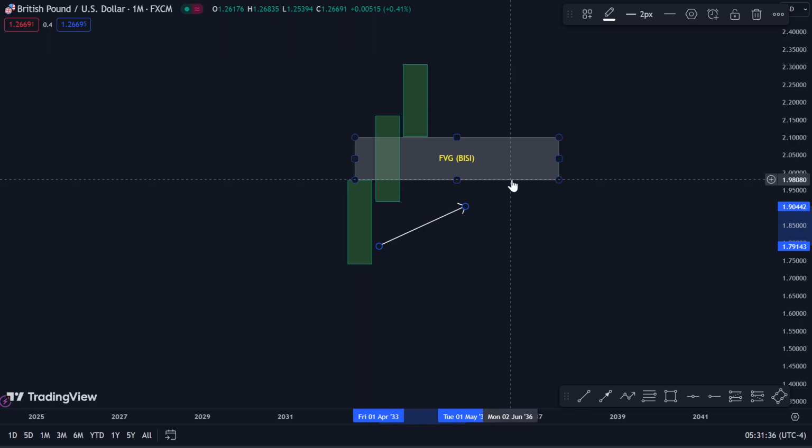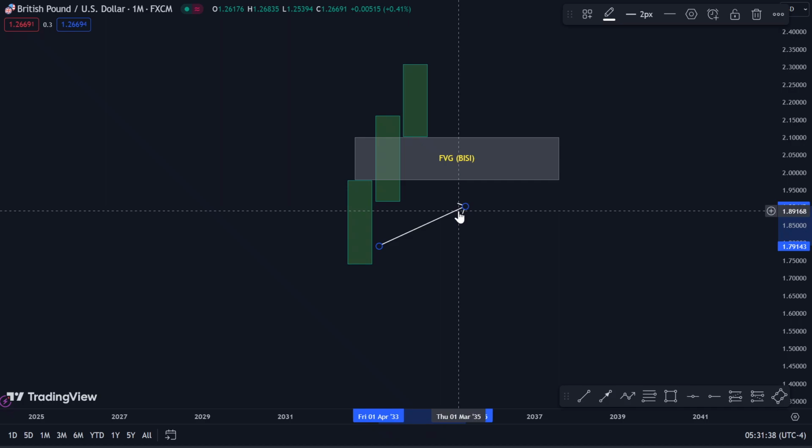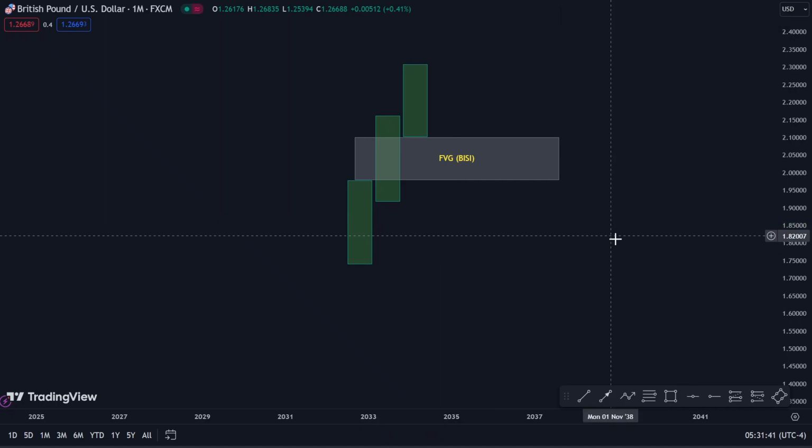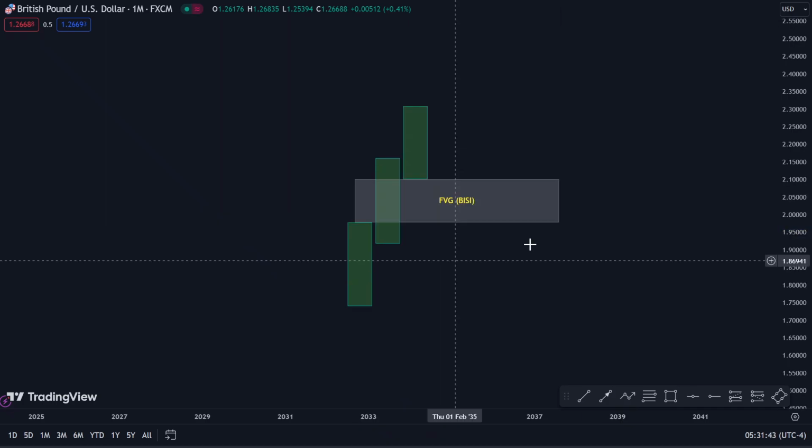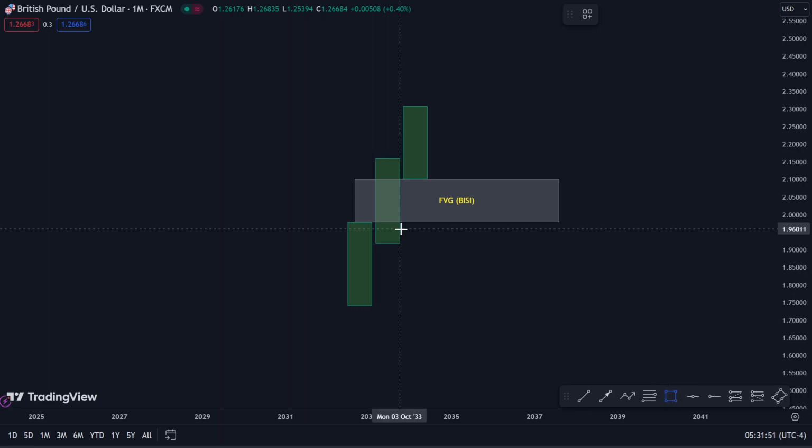Okay, that's as simple as I can put it as far as the fair value gap is concerned, as far as the BC, buy side imbalance, fair value gap is concerned.